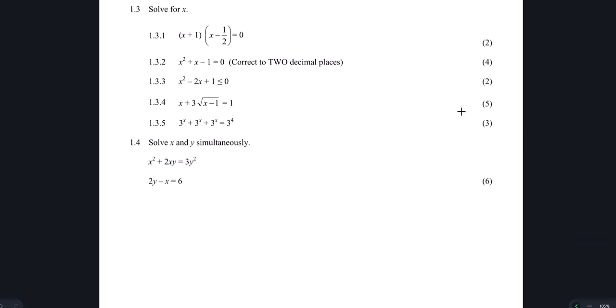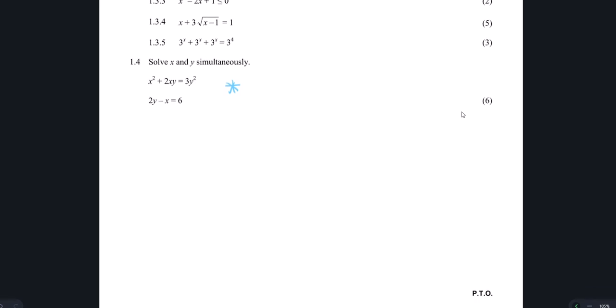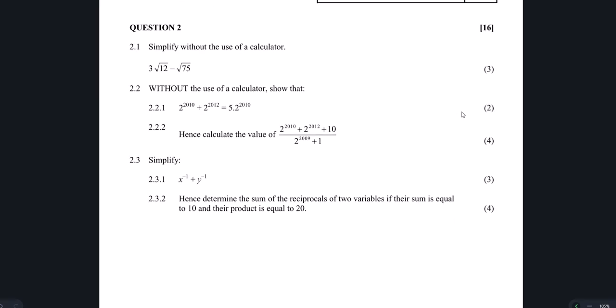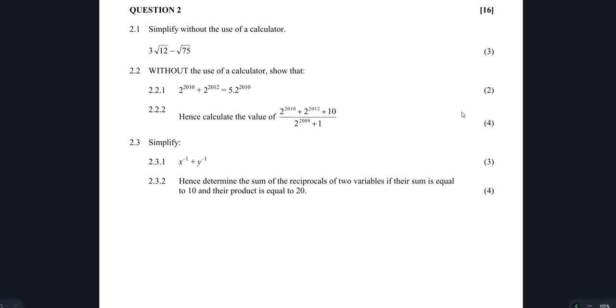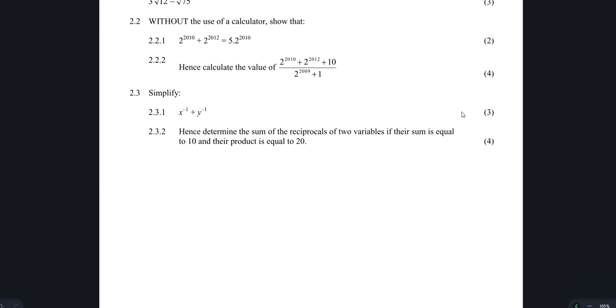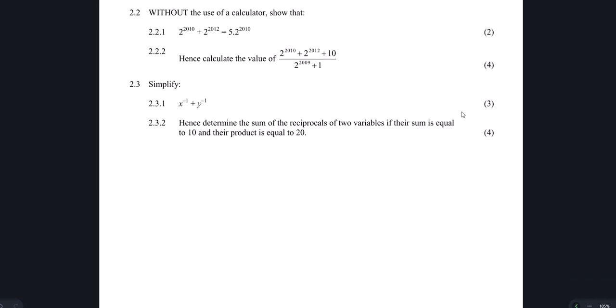Then solve for x, the most dreaded and feared questions. And then we have simultaneous equations. These are very important. So let's go through. Then we have question 2. In question 2, we are working with radicals, and then we are also working with some laws of exponents. 2.2 and then 2.3. This is the required knowledge of algebra here. Let's jump right in and tackle some of these questions.